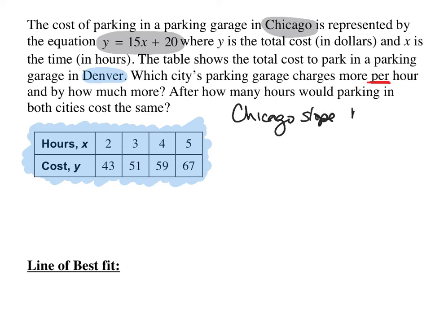15. The slope is 15. All right, so we already know the slope for Chicago. We need to know the slope for Denver. But I'm given values in a table. So what I'm going to do now is teach you how to find the slope using your computer. By computer, I mean calculator.